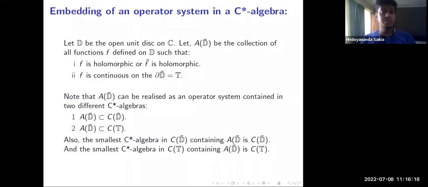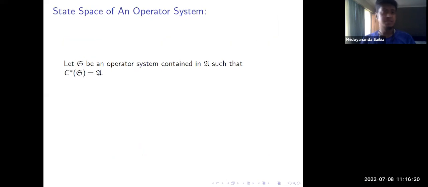I wanted to discuss this thing for a reason. Now I want to come up with convexity. Suppose we are given an operator system, then I want to define something that is called the state space of an operator system. Now suppose S is an operator system contained in some C-star algebra A such that A is the smallest C-star algebra generated by the operator system S.